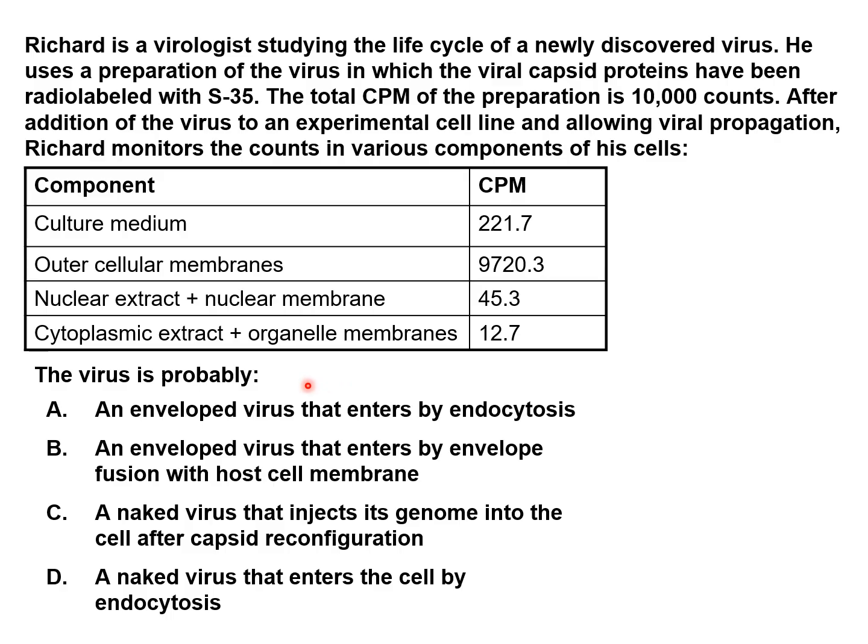So the virus is probably A, an enveloped virus that enters by endocytosis, B, an enveloped virus that enters by envelope fusion with host cell membrane, C, a naked virus that injects its genome into the cell after capsid reconfiguration, or D, a naked virus that enters the cell by endocytosis. I'll give you a moment to think about this question and we'll go back to it.